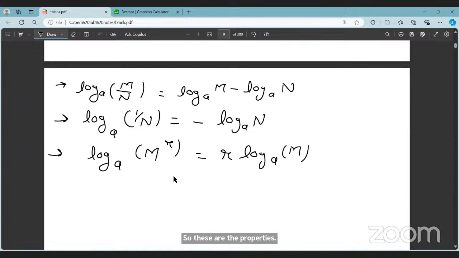So using these properties, you can solve questions. Right. Now there is one very important property about log, which is called the change of base.